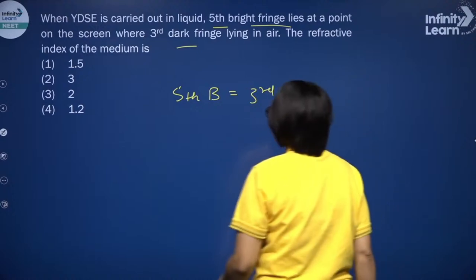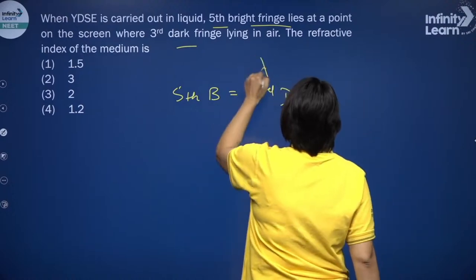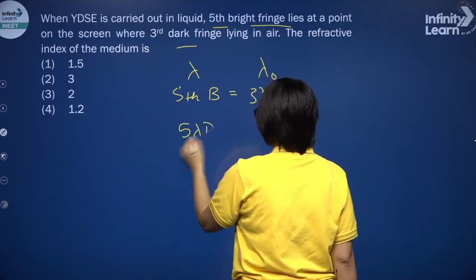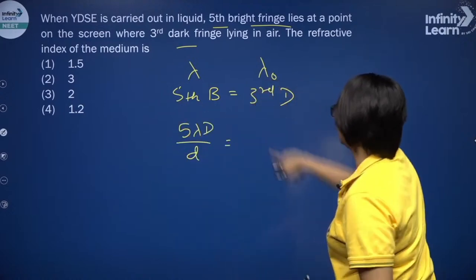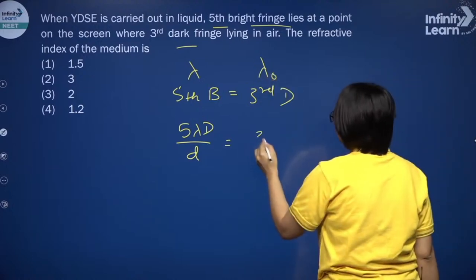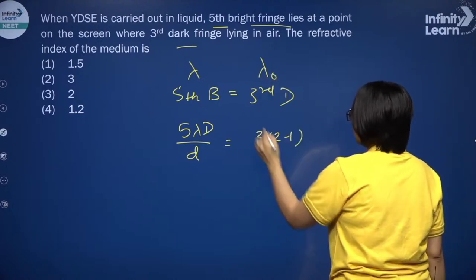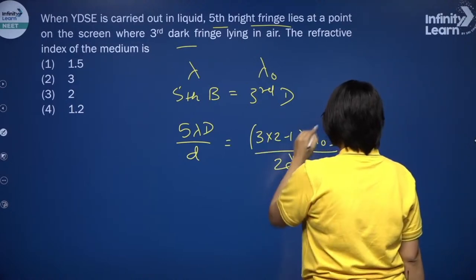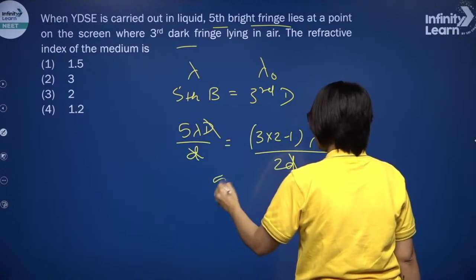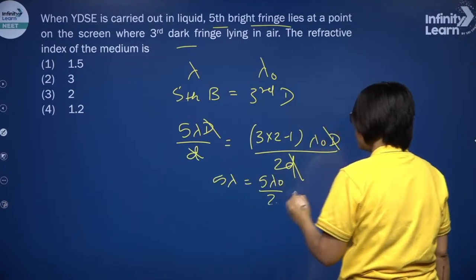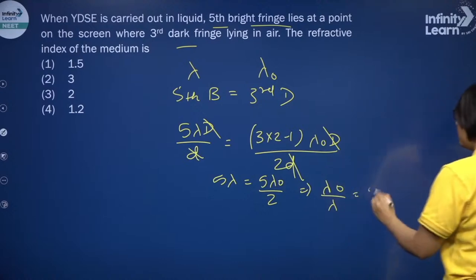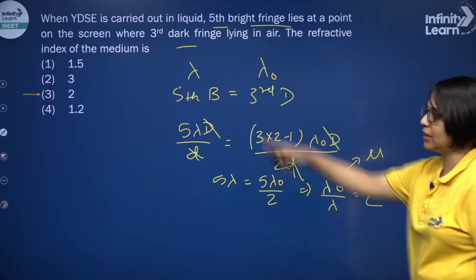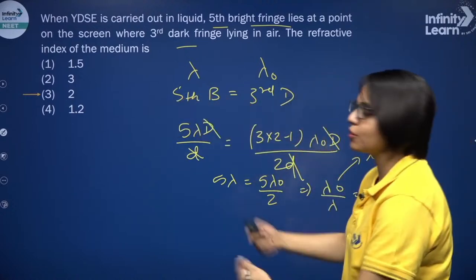So let's say in air the wavelength is lambda naught, and in the medium it is lambda. The fifth bright fringe will be at 5 lambda D upon d, and it is equal to the location of the third dark fringe in air. So it is (2n minus 1) into lambda naught D upon 2d, with n equal to 3. So d cancels, and we have 5 lambda is equal to 5 lambda naught divided by 2. So lambda naught divided by lambda will be 2. And lambda naught divided by lambda is basically the refractive index. That is why the correct answer is 2, which is option 3.